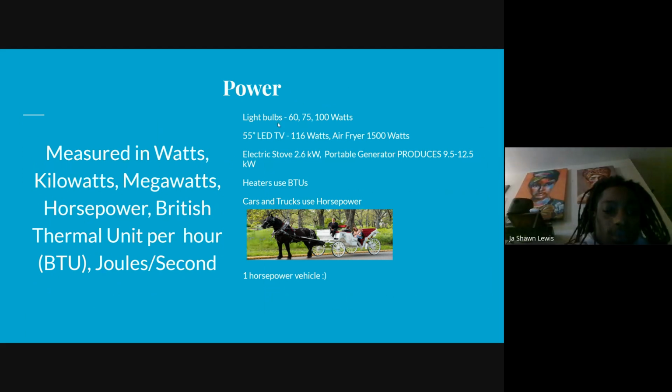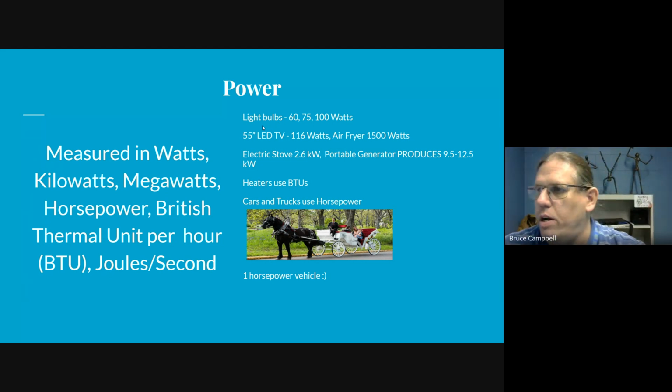So light bulbs, right? We all have light bulbs in our house, 60, 75, and 100 watts. The 55-inch TV that y'all might have runs at about 116 watts. If you have an air fryer, or mom has an air fryer, dad has an air fryer, that runs at 1500 watts.